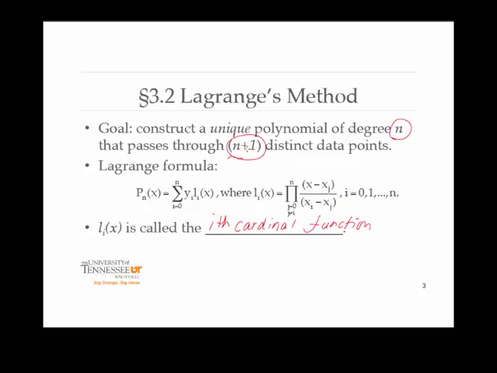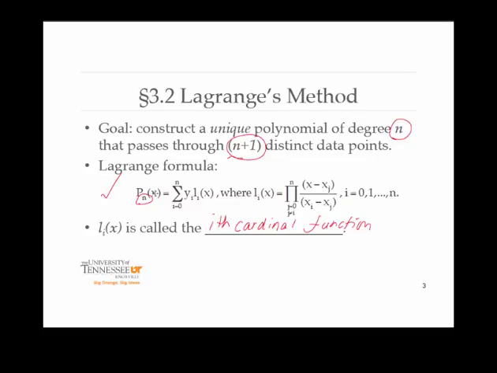Lagrange's method is based on this very simple formula, as indicated here. The representation is for a polynomial p, subscript n. Again, the subscript reflects the degree. So if n is 1, it would be a linear or a straight line. If it was 2, it would be a quadratic. If it was 3, it would be a cubic function, and so forth.